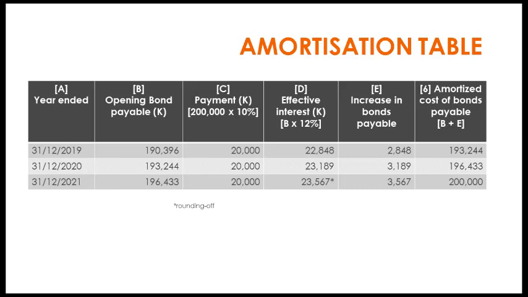If you look at the last effective interest charge, that is only because of a rounding off error. So at the end of the period, you must have an ending balance of bonds payable of 200,000 kina. And then later on, of course, you have to pay the bond outstanding.